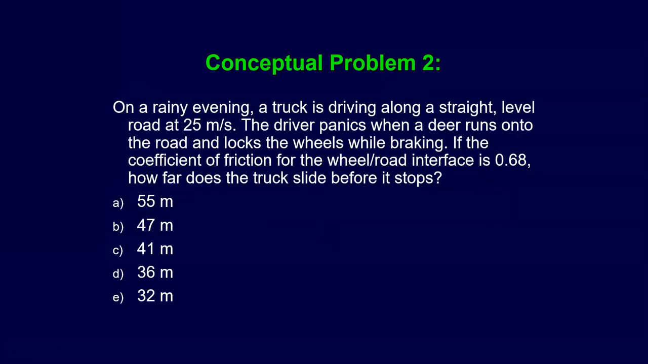And so what I wanted to do is one more example here before we go. This is again a classic friction example. I think once you get to do these, you'll see it as not too bad. On a rainy evening, a truck is driving along a straight level road at 25 meters per second. The driver panics when a deer runs onto the road and locks the wheels while braking. If the coefficient of friction for the wheel-road interface is 0.68, how far does the truck slide before it stops?